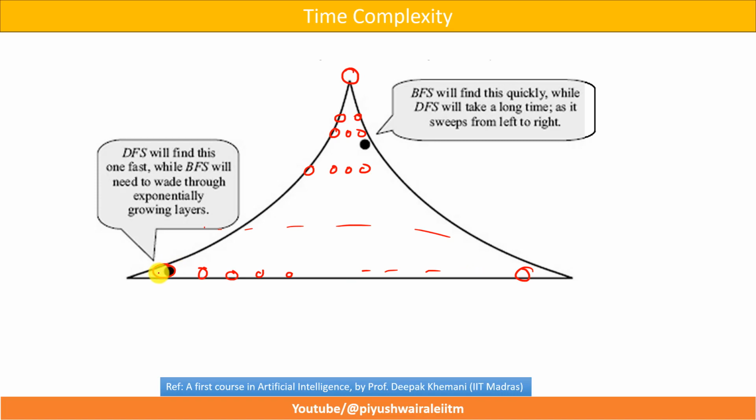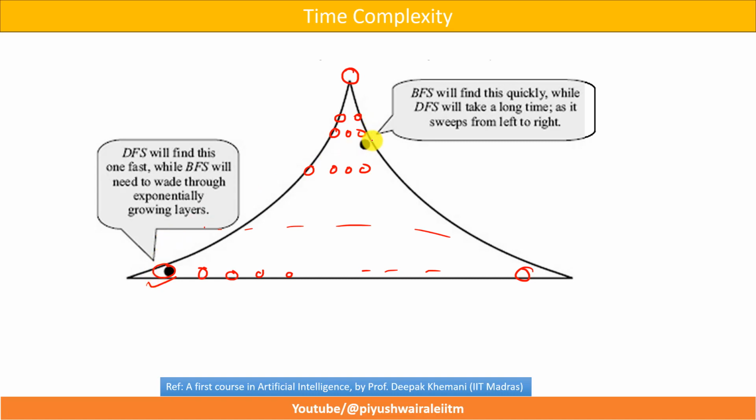Suppose our goal state is present at the extreme bottom left-hand side, right? Here you can see. Then in that case, DFS will work fast, because DFS will find this one fast, while BFS will need to go through exponentially growing layers. So BFS needs to go through layer by layer like this, like this, and at the last, it will come to the last layer and then find it. But in the case of DFS, it will take one particular path and try to go deeper. So in that case, DFS will find this particular node faster.